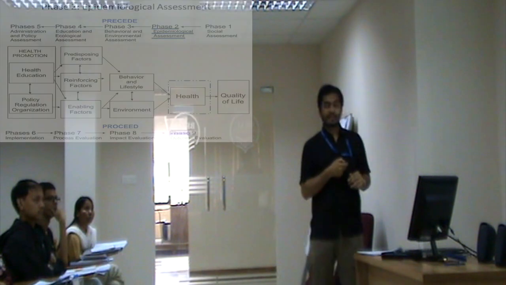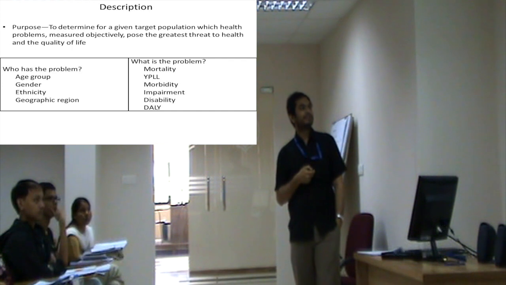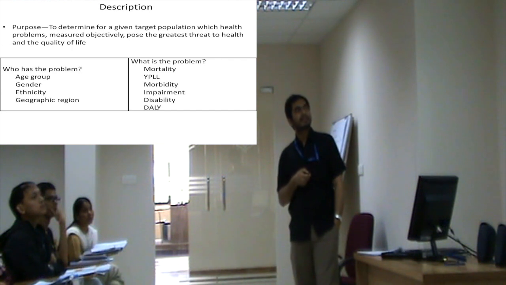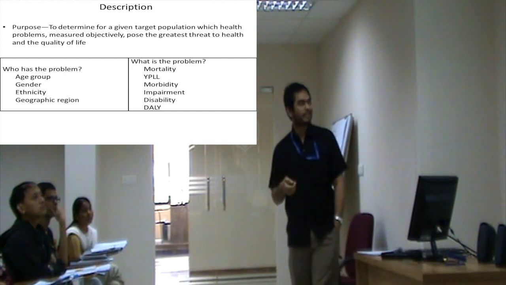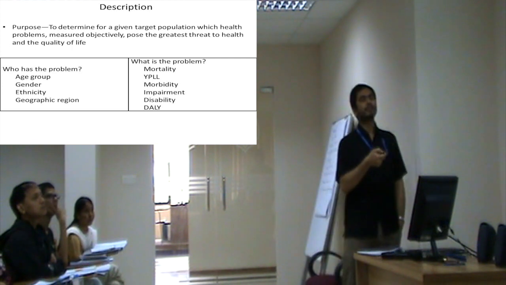So the purpose, again, important, asterisk. To determine for a given target population which health problems, measured objectively, pose the greatest threat to health and the quality of life. So actually, quality of life is used, I shouldn't have written this. Get a threat to health.